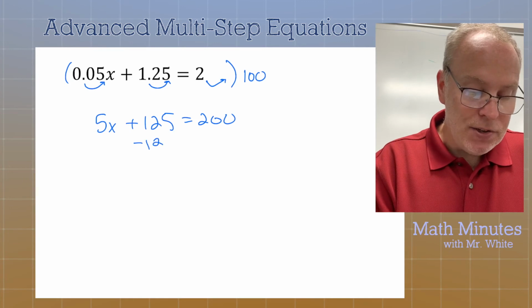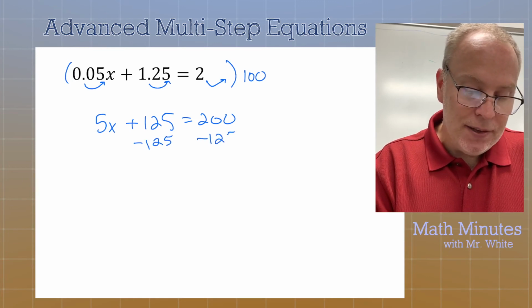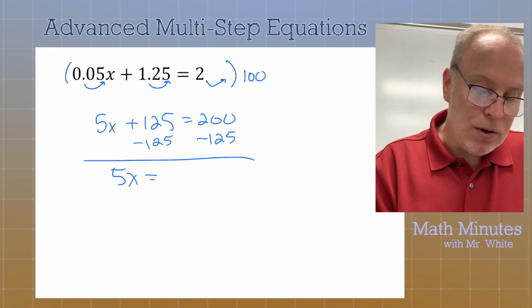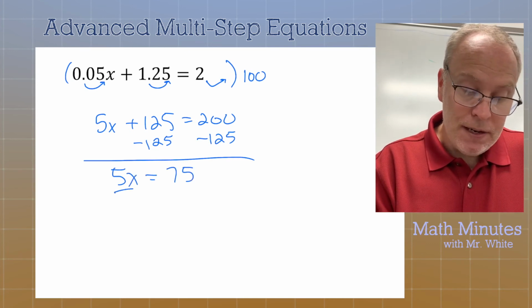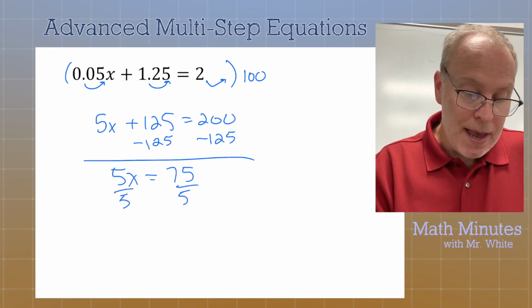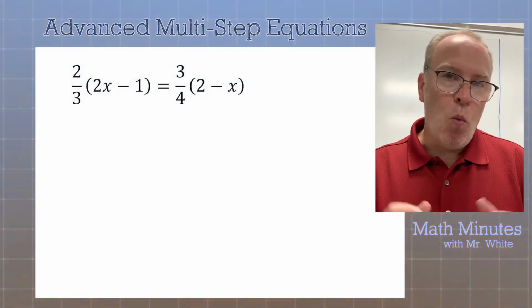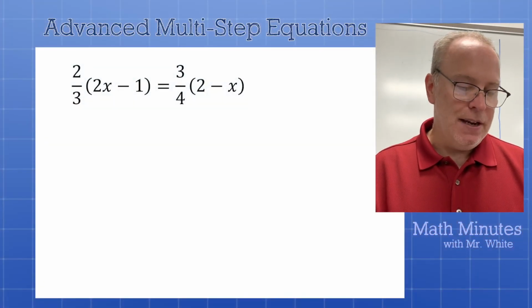I can then minus 125 on both sides. I get 5x equals 75. Divide by 5, x equals 15. So that one comes out very nicely. So we've got one last problem to look at here.